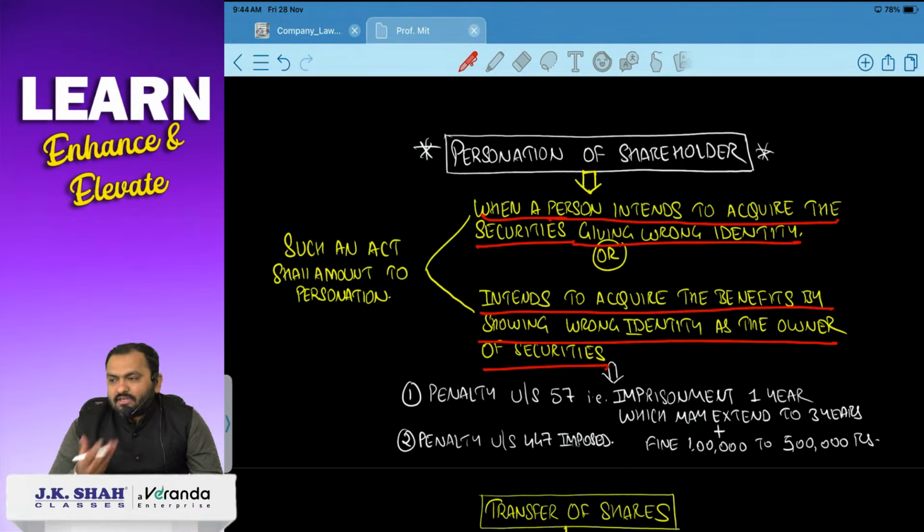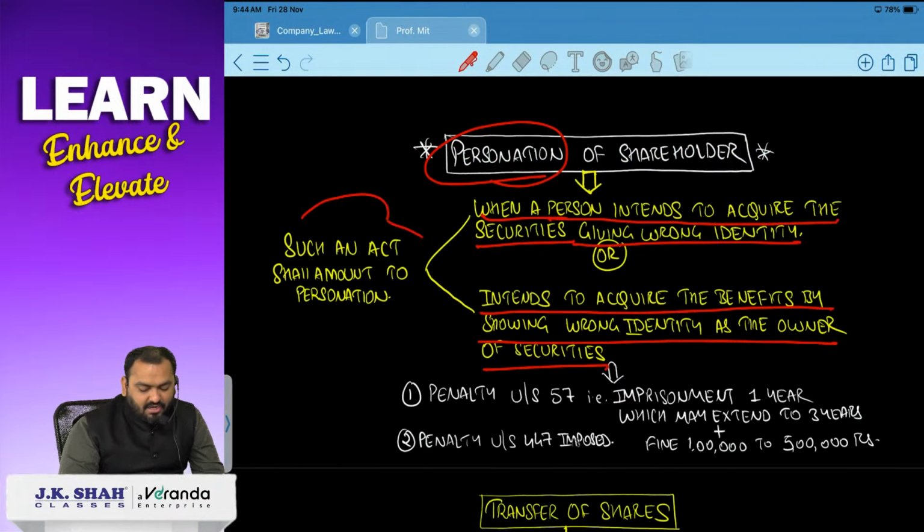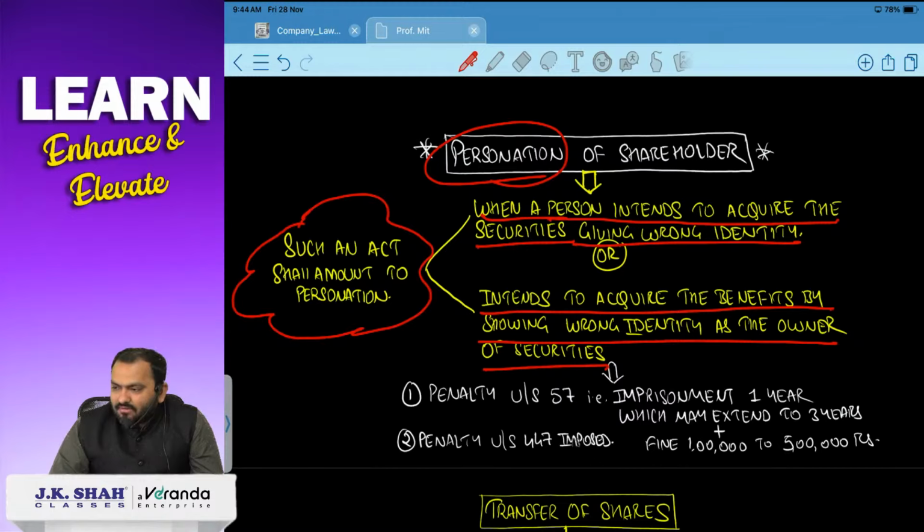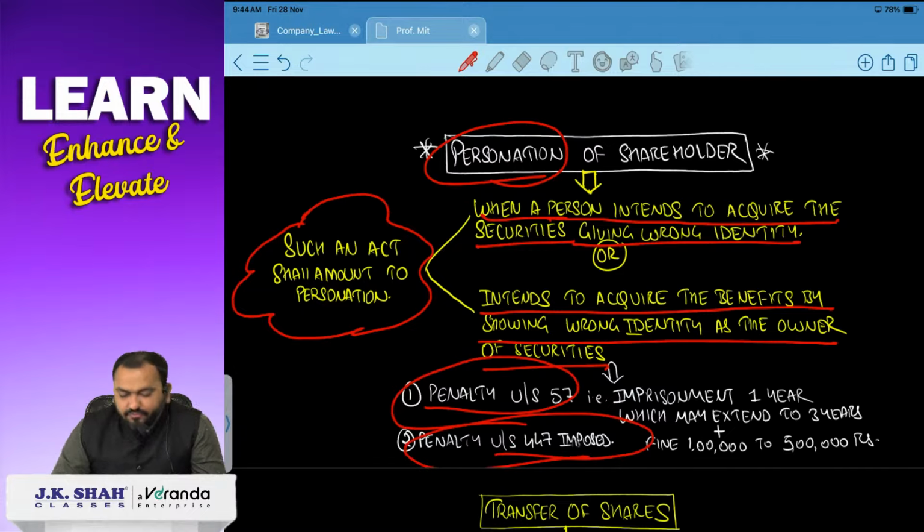You are showing a wrong identity and you want to take the benefits of shares which do not belong to you. This is called personation. Such an act amounts to personation. Okay, easy. Obviously, is this act good or bad? Obviously, a penalty shall be imposed. So there is a penalty under section 57, and 447. What is 447? Penalty for fraud. It's a very small topic.